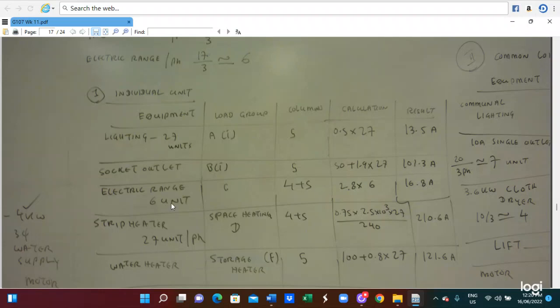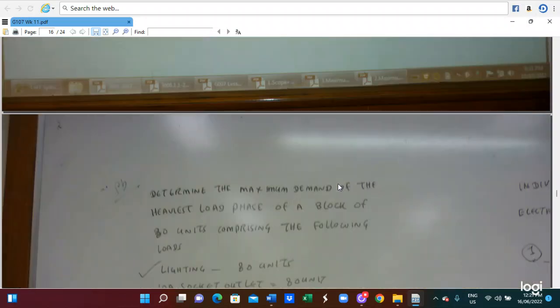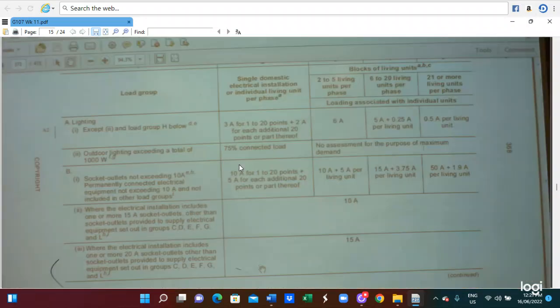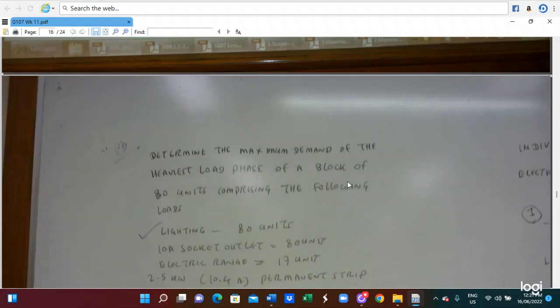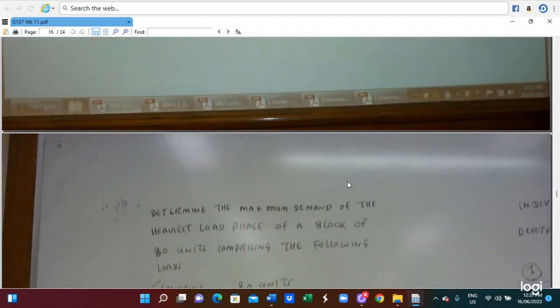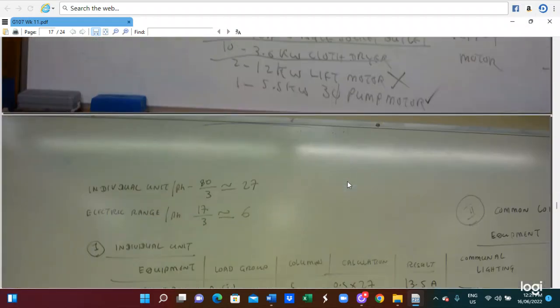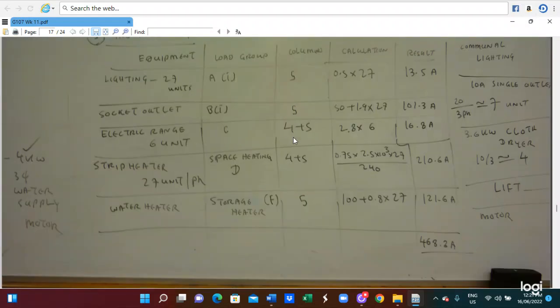Electric range is 6 units. So the column 4 and 5. In this case, the range is load group C, column 4 and 5. Load group C here. So this is for this unit, 2 and 5 lighting unit, that column we are utilizing. Load group C we utilize, and we calculate the electric range. So the load group C is column 4 and 5. So 2.8 multiplied by 6, you got 6.8 ampere.